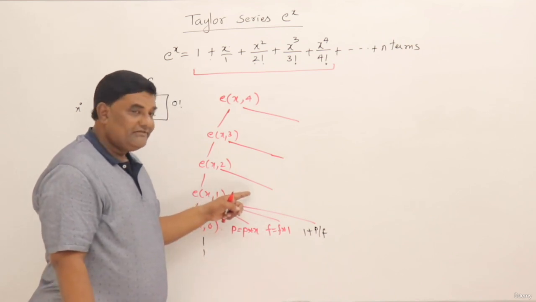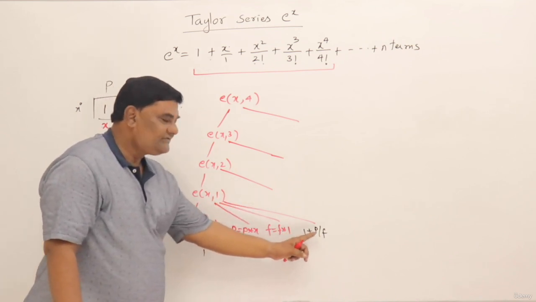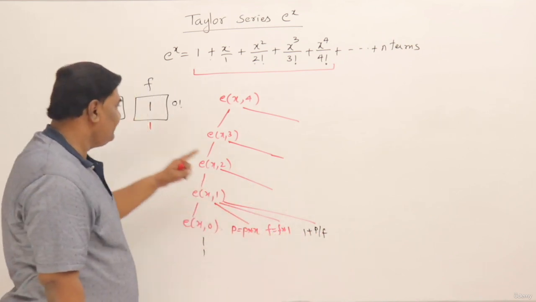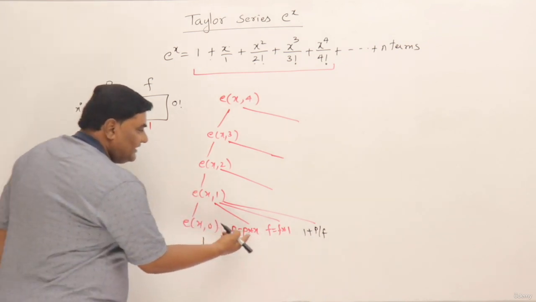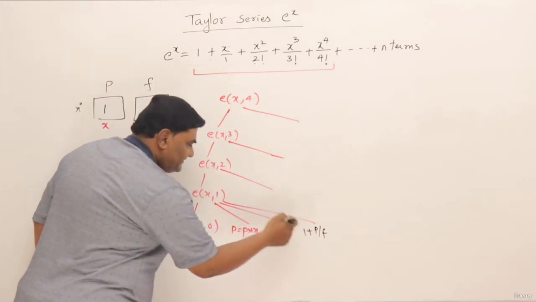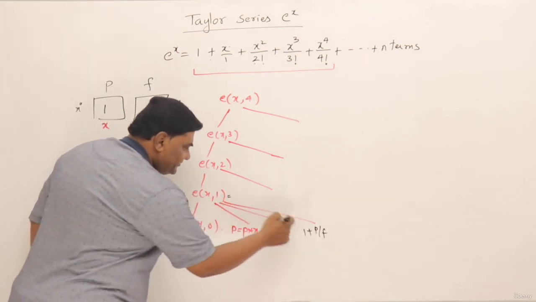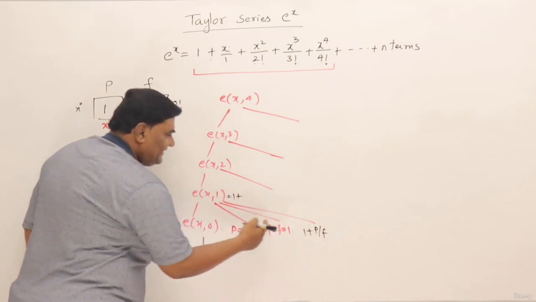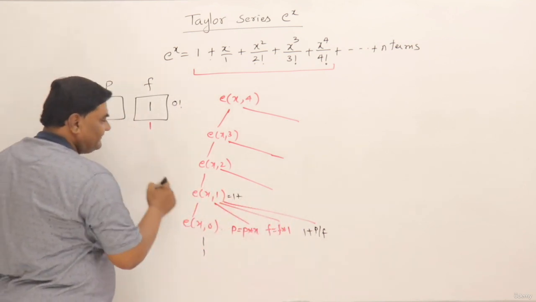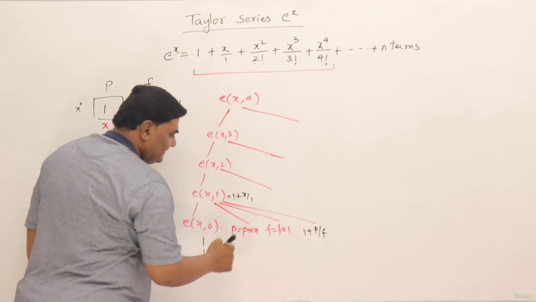So I will not write them every time. Directly I will be using this 1 by p power x, and these operations I will perform here. Now let us continue. It goes back with the result. What is the result? The result of this function is 1 plus, what is p by f? P is x and 1. So this is x by 1.